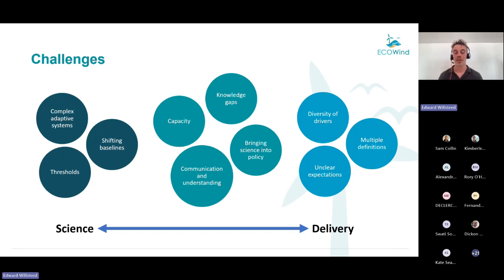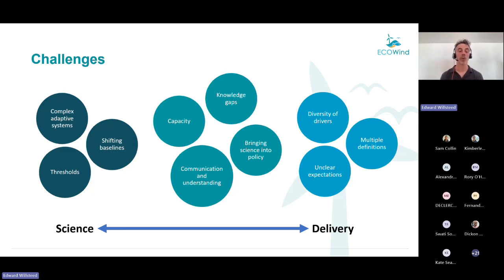So briefly, just to touch on some of the challenges that remain, and one of the reasons why CEA remains a difficult ask. What are those challenges that need to be addressed to deliver good CEA into decision making? And what are some of those challenges facing scientists and decision makers?